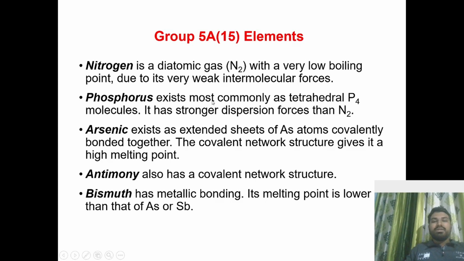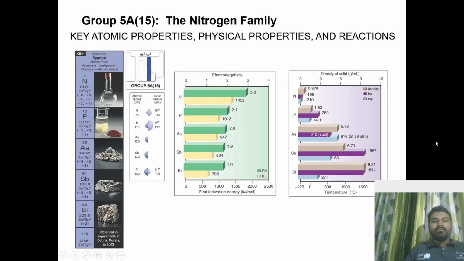Phosphorus exists most commonly as a tetrahedral P4 molecule. It has stronger dispersion forces than nitrogen. Arsenic exists as extended sheets of arsenic atoms covalently bonded together. The covalent network structure gives it a high melting point. Antimony also has a covalent network structure. Bismuth has metallic bonding. Its melting point is lower than that of arsenic and tin.